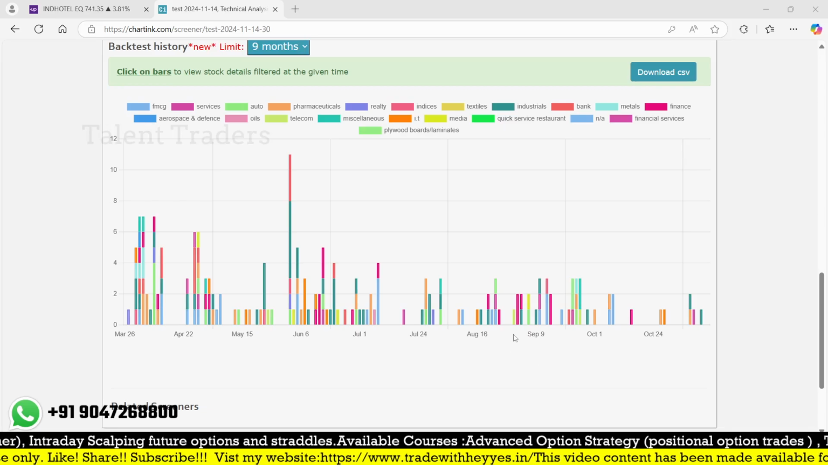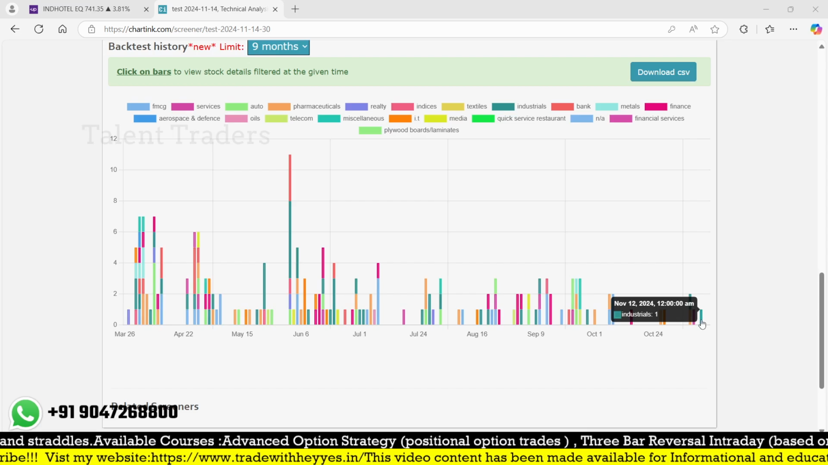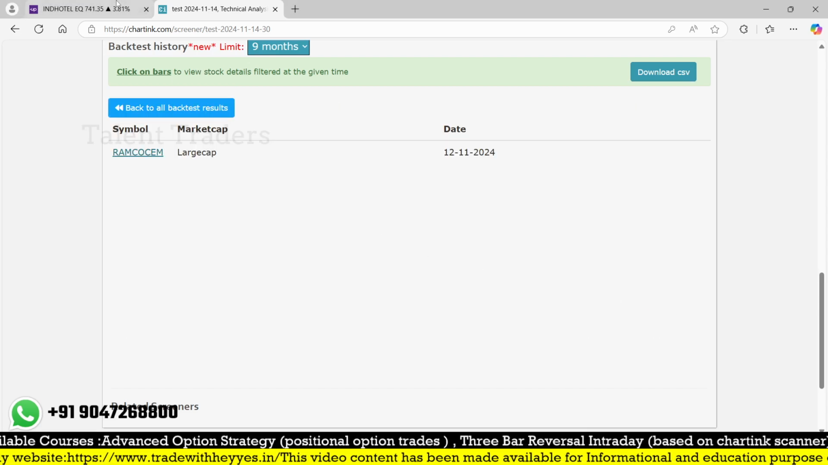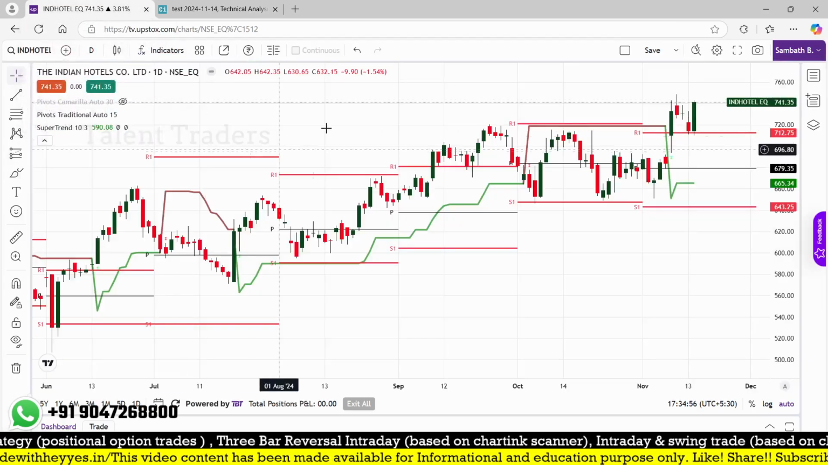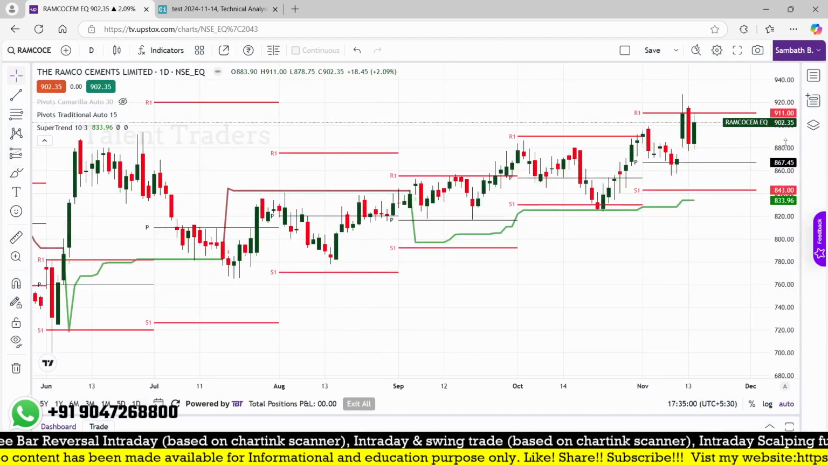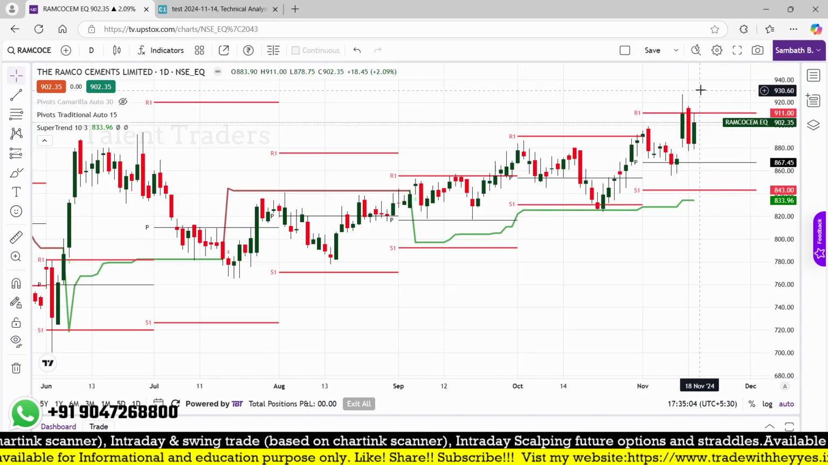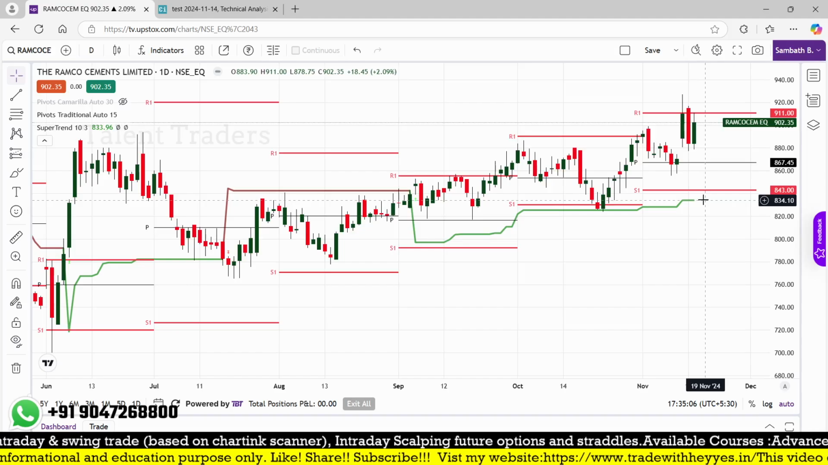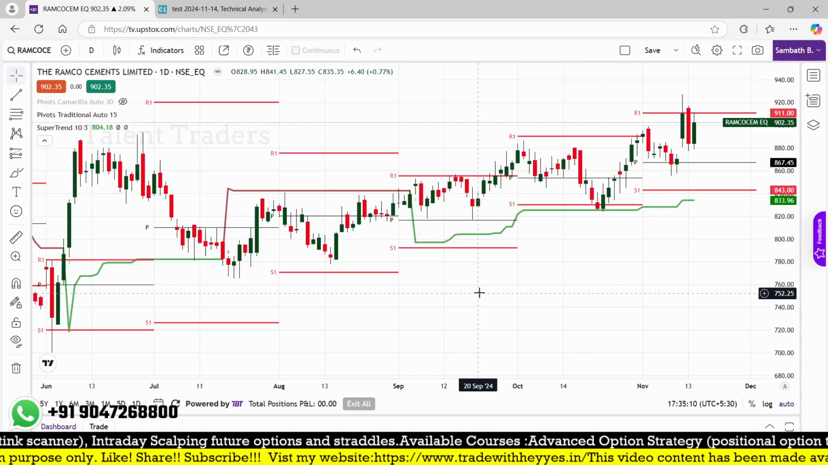Let me go for a backtest from September somewhere. Our recent stock is something like Ramco Cement. It's not a liquid one, so you can use a volume filter also. Ramco Cement, 1211. Maybe this is the point from where we are expecting the upside movement, maybe with a stop loss at the Supertrend below or a fixed percentage. Whatever you want, you can just keep the percentage as stop loss.